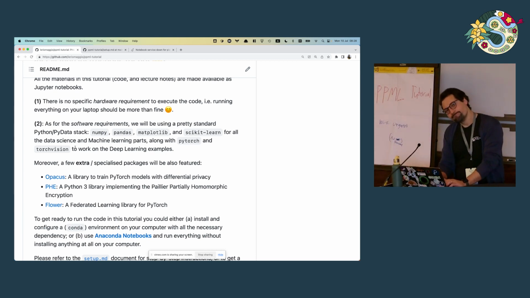Nice. What do I want to do? Let's run a Jupyter notebook. I go notebook or lab. I'm old-fashioned, I prefer notebooks, to be honest. And let's talk about data anonymity. So we start with the first one.